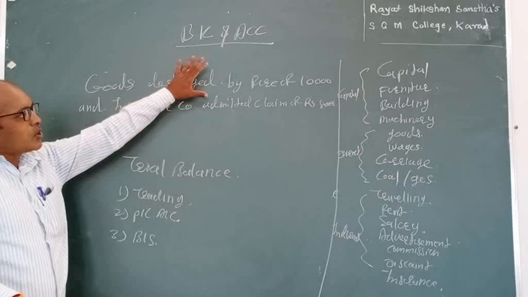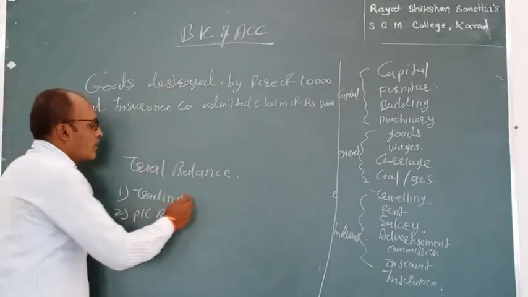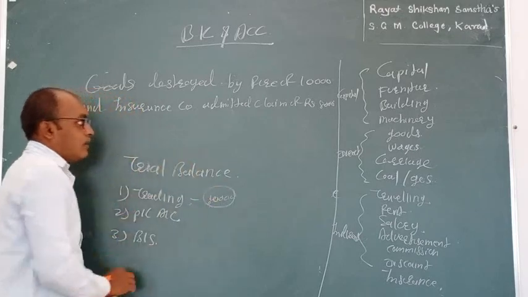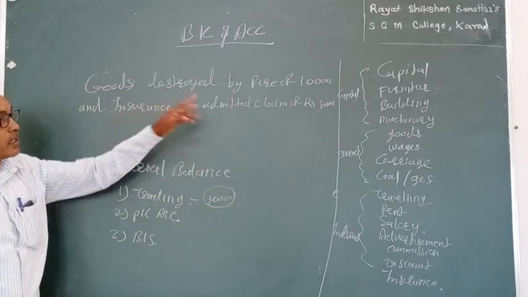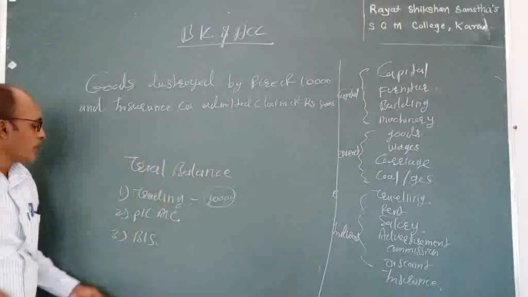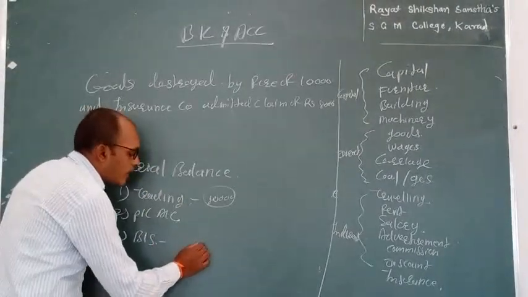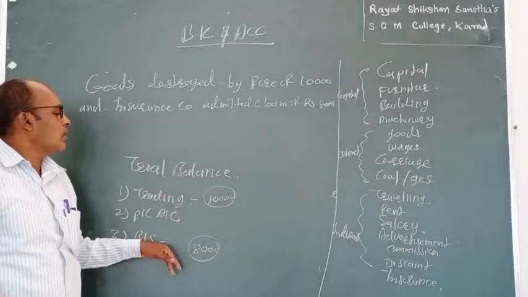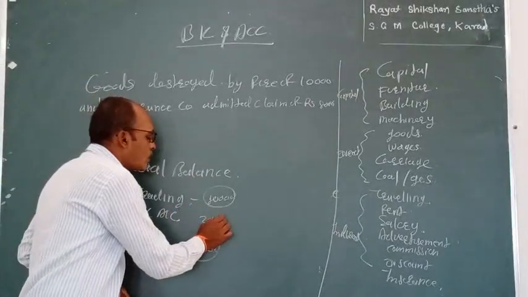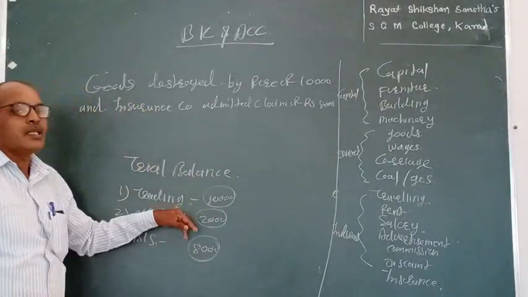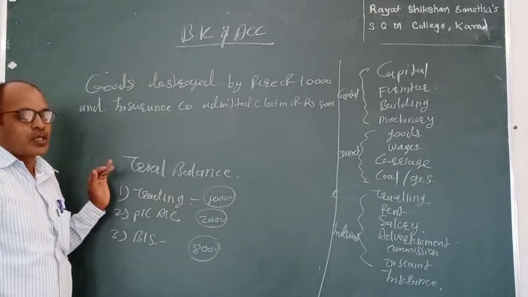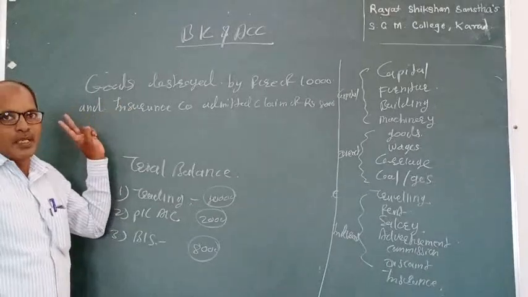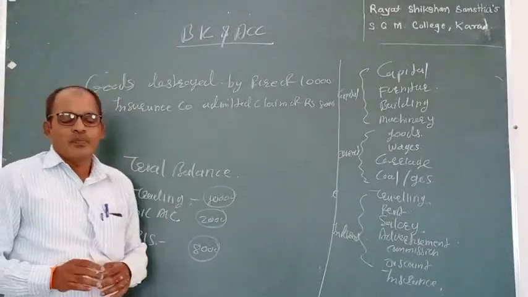So total goods destroyed by fire, rupees 10,000, goes to the credit side of the trading account. Then the insurance company admitted a claim of rupees 8,000. This goes to the balance sheet on the asset side, 8,000, and the difference, rupees 2,000, is the actual loss. So this effect goes to the profit or loss account. So only in one adjustment in our syllabus there are 3 effects. The remaining adjustments have a minimum of 2 effects.